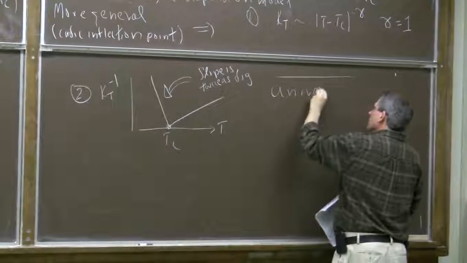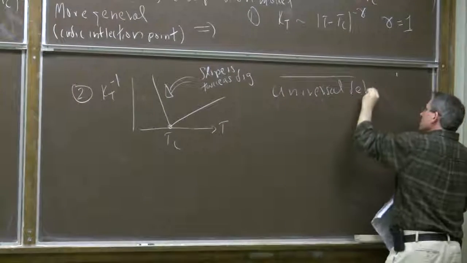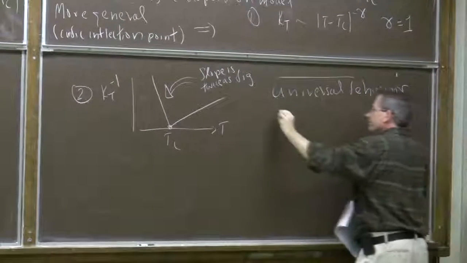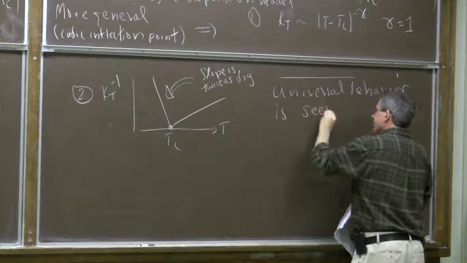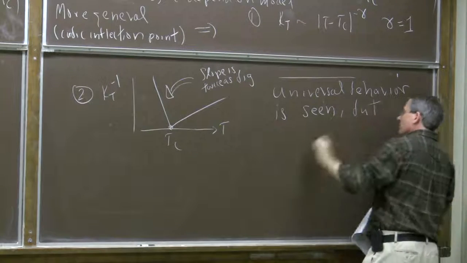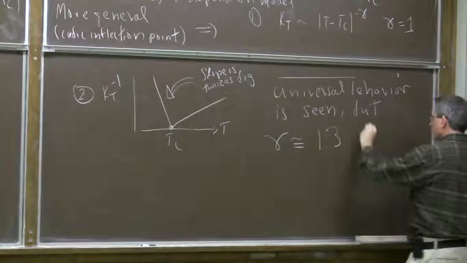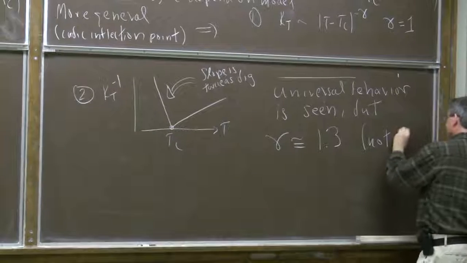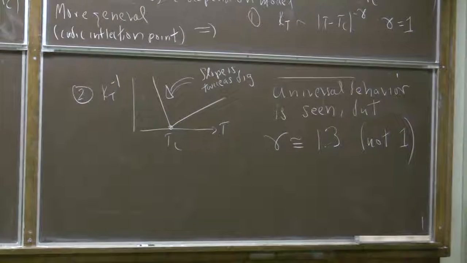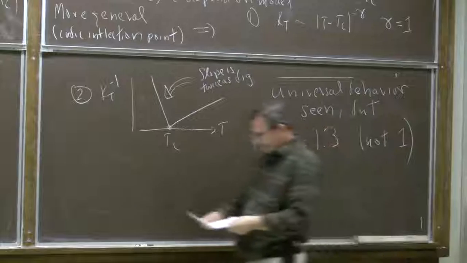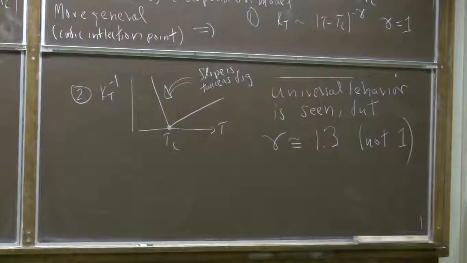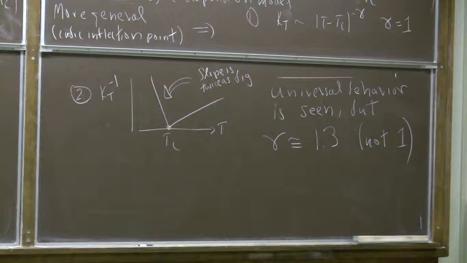Universal behavior is seen, but gamma is about 1.3, not 1. So somehow we're missing some of the physics. We got some universal prediction, which was nice, but it's wrong, which is not so nice.